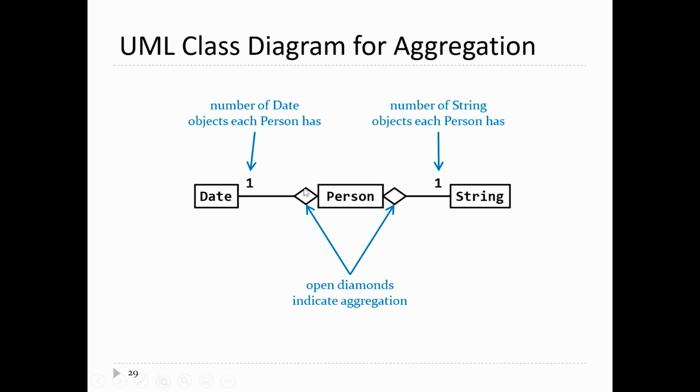To show an aggregation relationship, you use an open diamond on the whole object. So we say that person is made up of a date and a string. It's the whole object, the date and the string are the part objects. On the whole object, you draw an open diamond and then a solid line connecting it to the part. So person is an aggregation of one date. Person is an aggregation of one string.